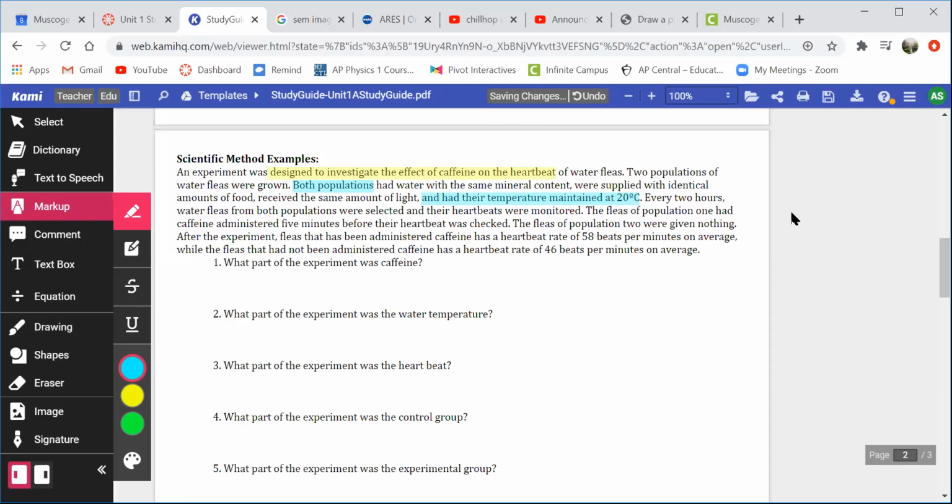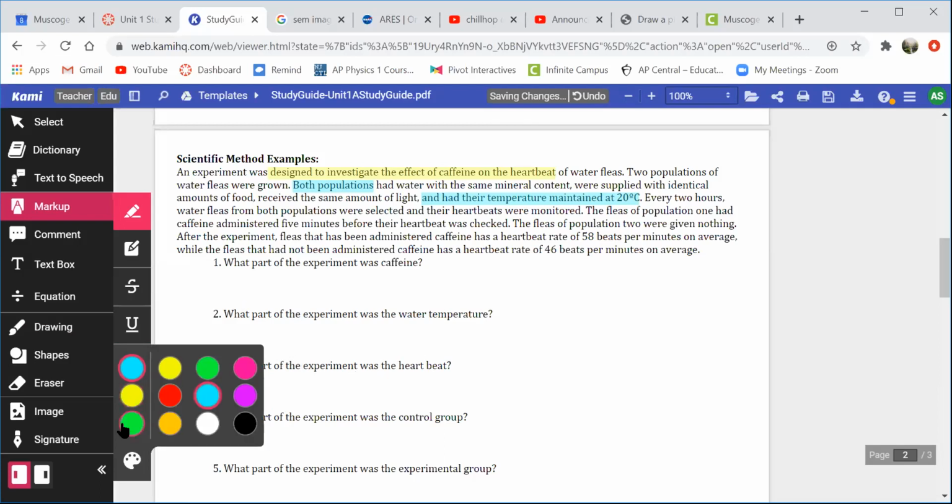So what would that water temperature be? Constant. This is a constant. This is to make sure that it wasn't the fact that their water was too warm. I know you might have been wondering where it says water temperature there. These are water fleas. They live in water, so the temperature is the water temperature. So this is going to be our constants here. You're holding this constant. All right, now what part of the experiment was the heartbeat?